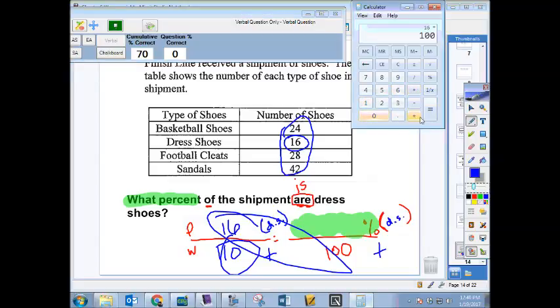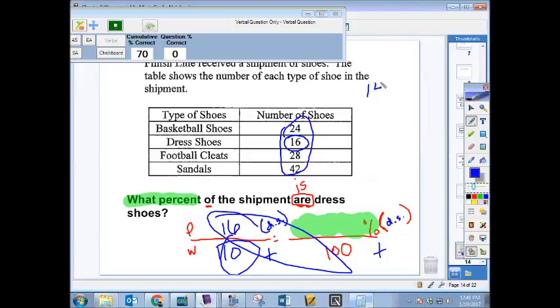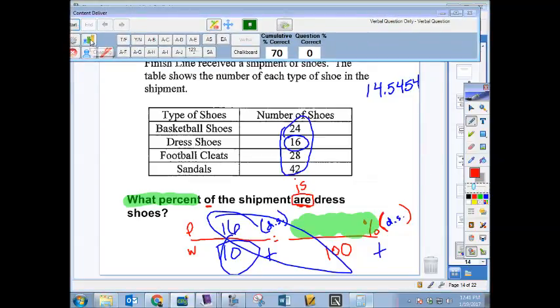16 times 100, which is 1,600. And then we're going to divide that by 110. And that's going to be 14.5454. So I'm going to write that now. 14.5454.